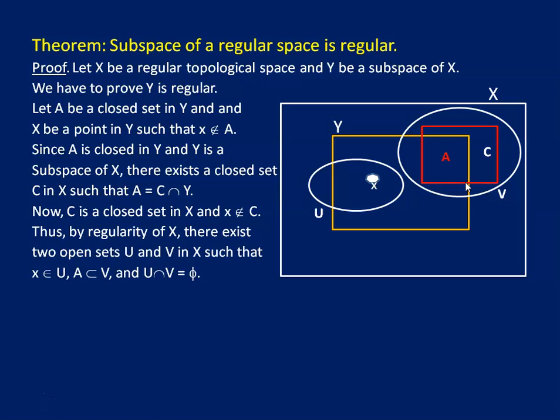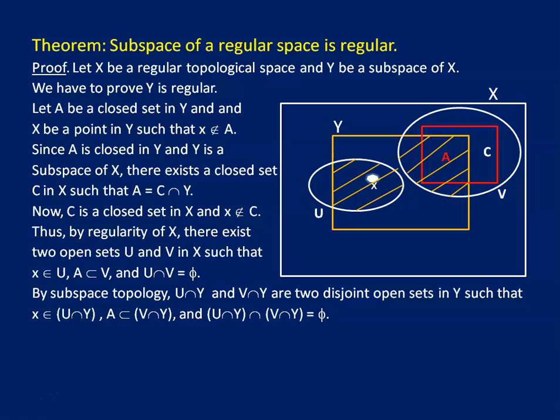We need an open set in Y which contains A and another disjoint open set in Y which contains X. Now by subspace topology, U intersection Y is open in Y and contains X. Similarly, V is open in X, so V intersection Y is open in Y. So now we have two disjoint open sets, U intersection Y and V intersection Y, where U intersection Y contains X and V intersection Y contains A. So the subspace Y is regular.